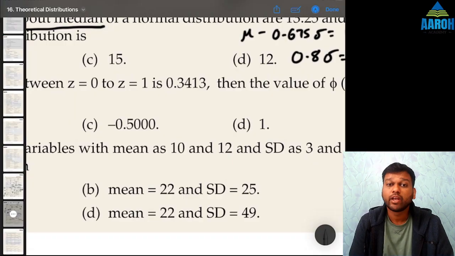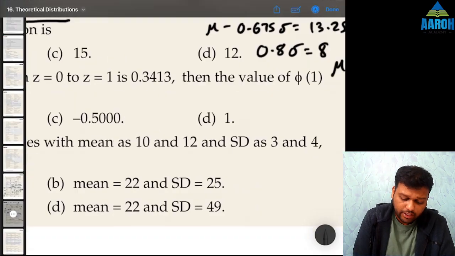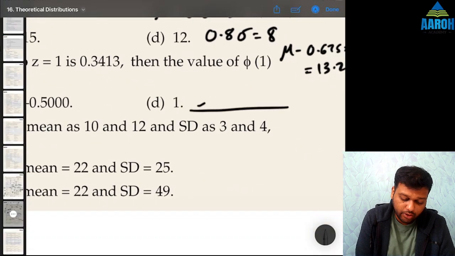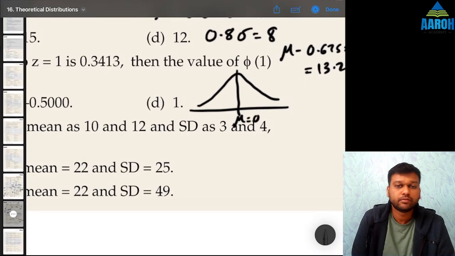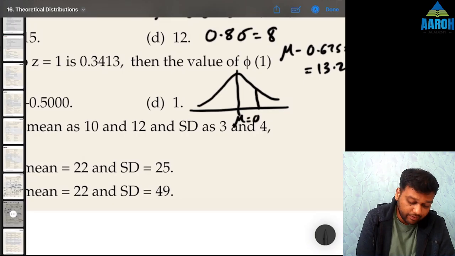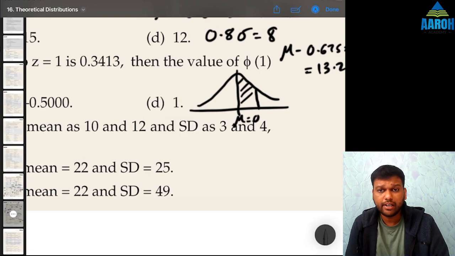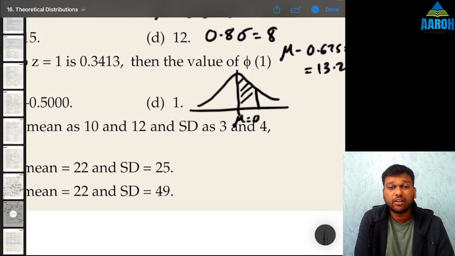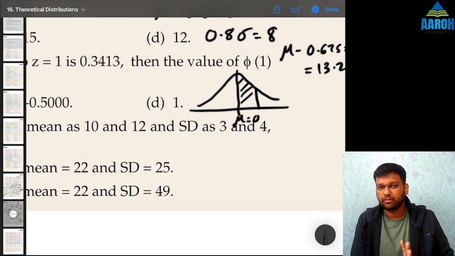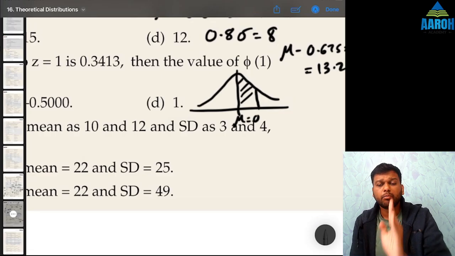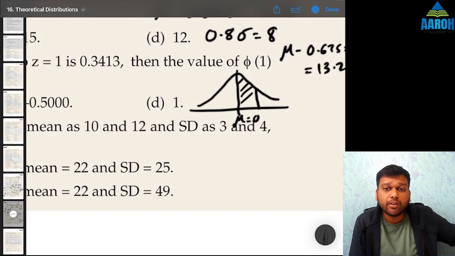Last two. If area of a standard normal curve between z is equal to 0 to z is equal to 1 is 0.3413. Understand, standard normal curve has mu is equal to 0. So they have given area between 0 and 1. Then what is value of this? This sign is called as phi. Phi 1 means cumulative probability of 1. So this basically means probability of everything which is less than 1.